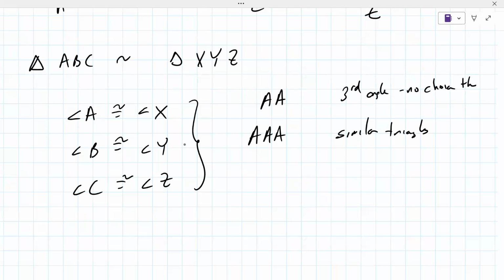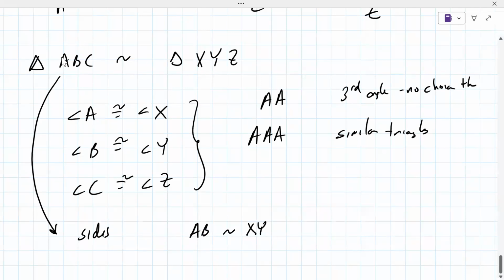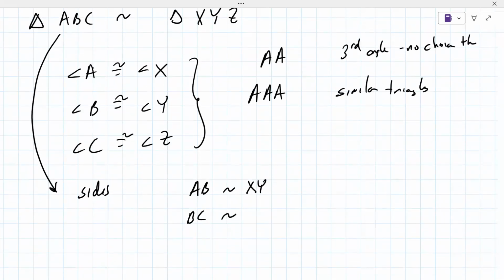You don't need to know any of that. What you need to know is that the sides are what matters. So AB is similar to XY. Do you see how B follows A and Y follows X in the order? Then similarly, BC is similar to YZ. If you start at letter C and go back to A, that's similar to Z back to X.